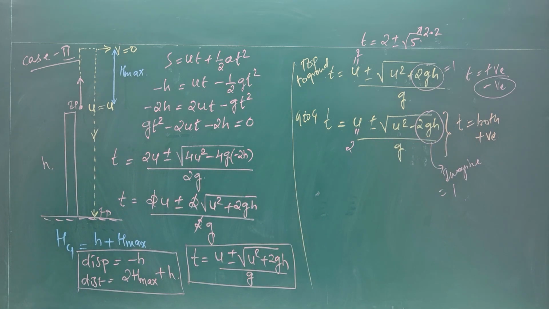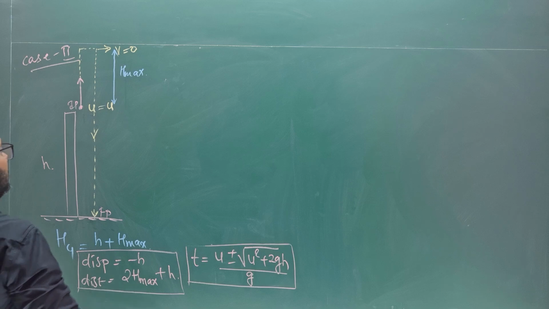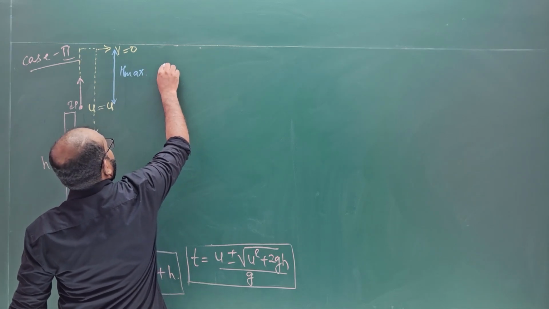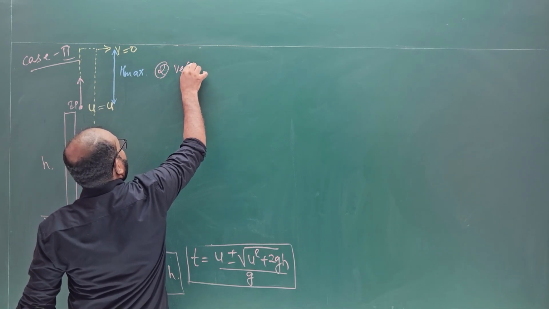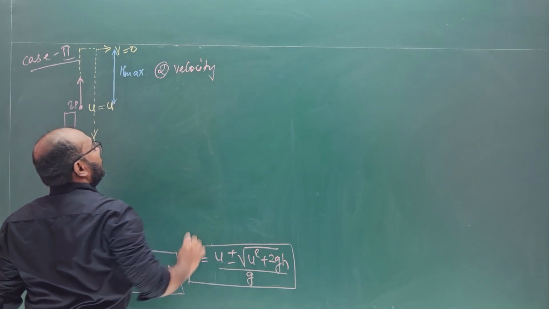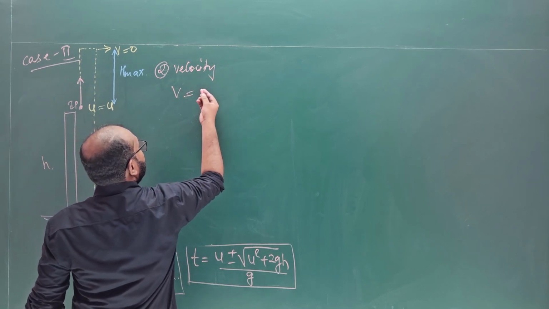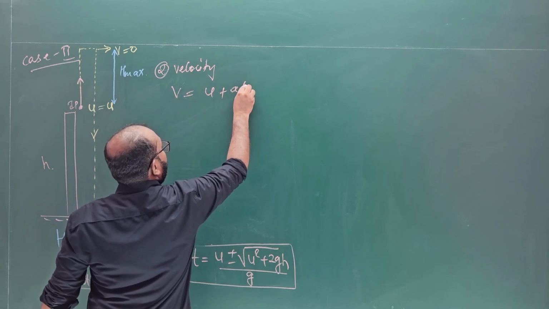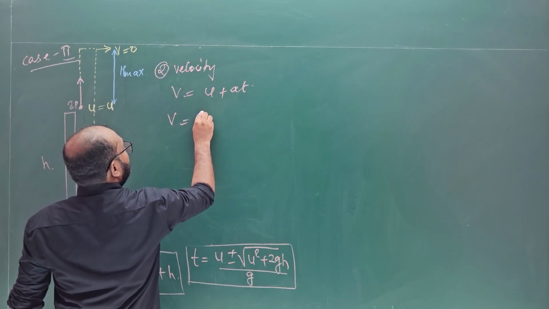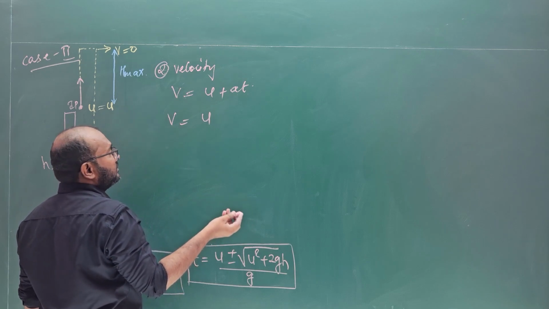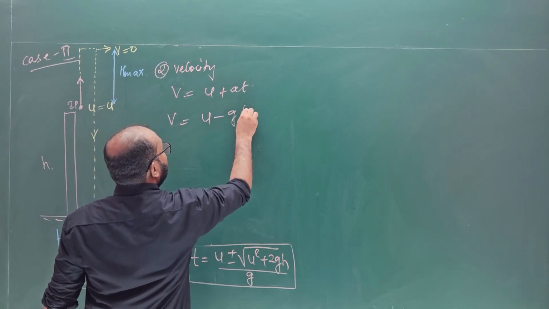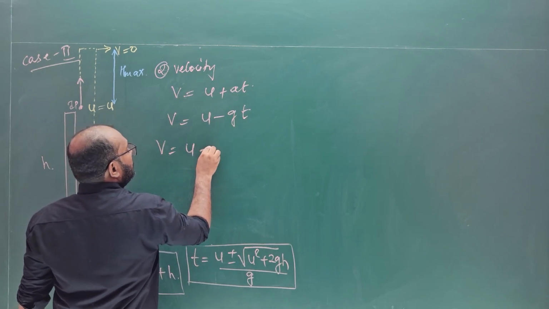Shall I now calculate the velocity? Second is for velocity just before hitting the ground. Final velocity. So V is equal to what is our formula? U plus AT, or V equals U, in the upward direction obviously positive, minus GT, or V equals U minus G times the time.